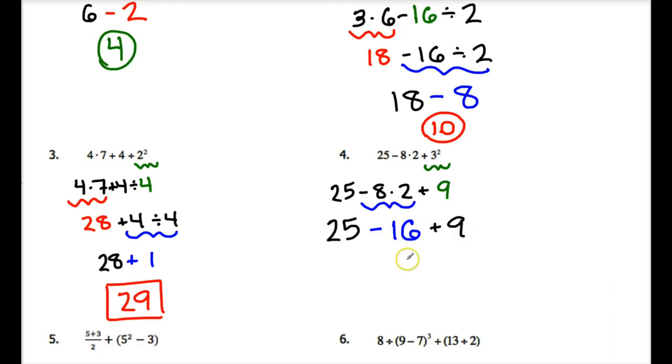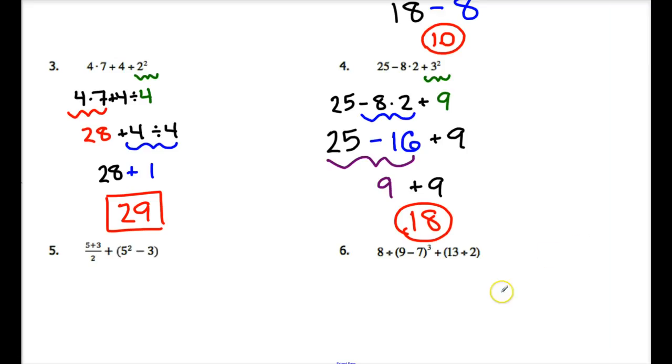And now we have no more multiplication, no more division either. So now I have only addition and subtraction left. I can just work this left to right now. That is just addition and subtraction. So 25 minus 16 is going to give me positive 9. So I get 9, and then this plus 9 out here. 9 plus 9 gives me 18. So my answer is positive 18.